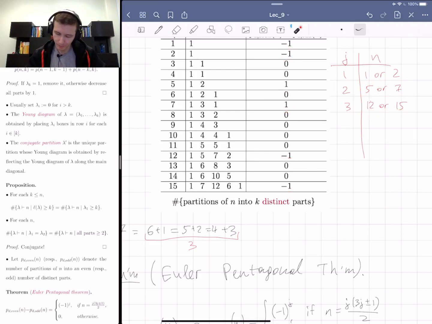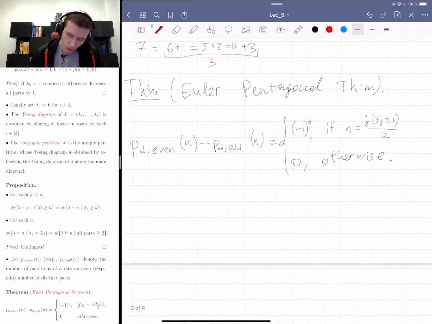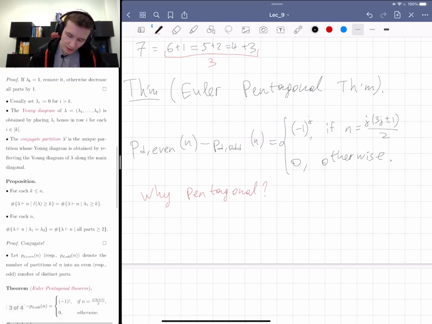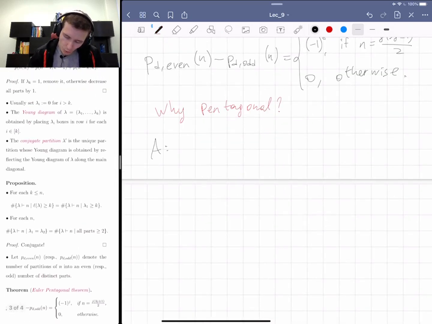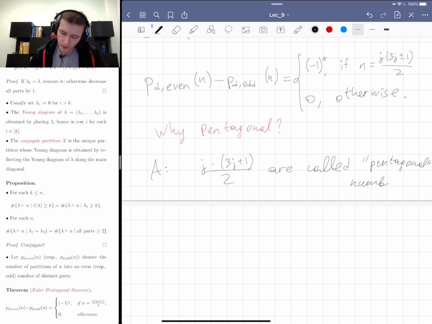So yeah, why pentagonal, first of all? Why pentagonal? And the answer is that I think the ones with the plus, j times (3j plus 1) over 2, these are called pentagonal numbers for the following reason.